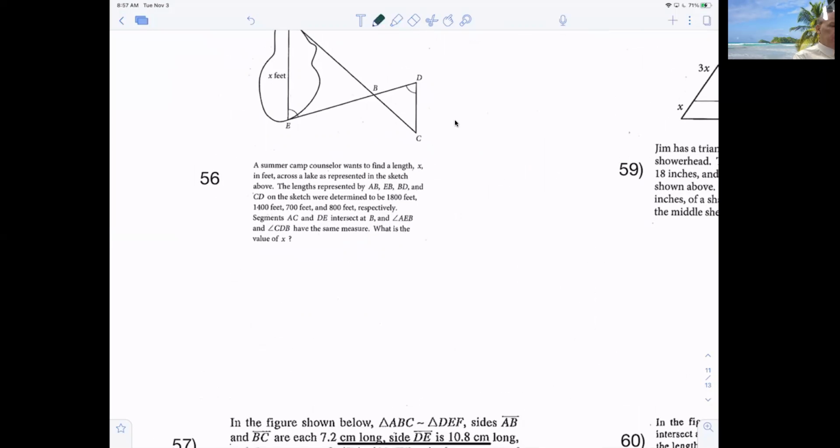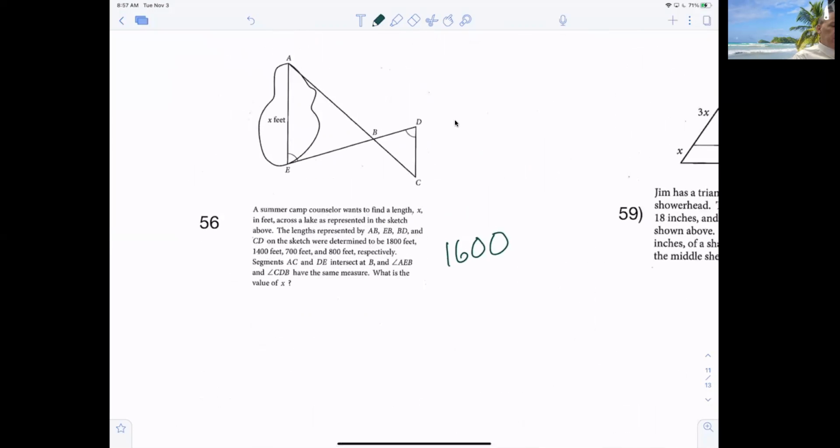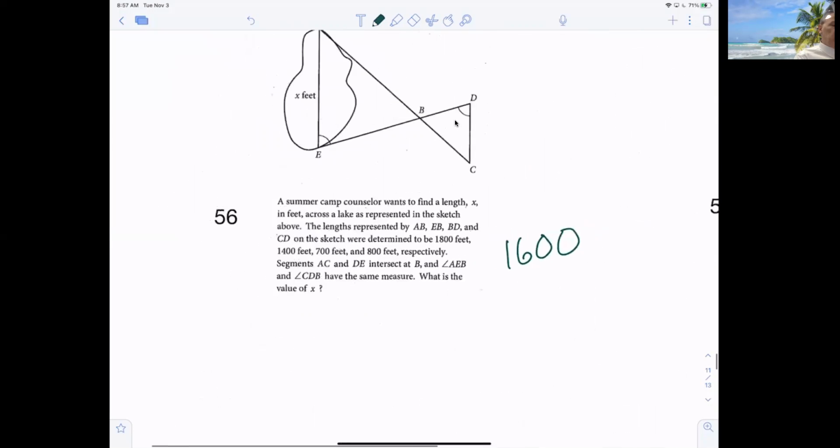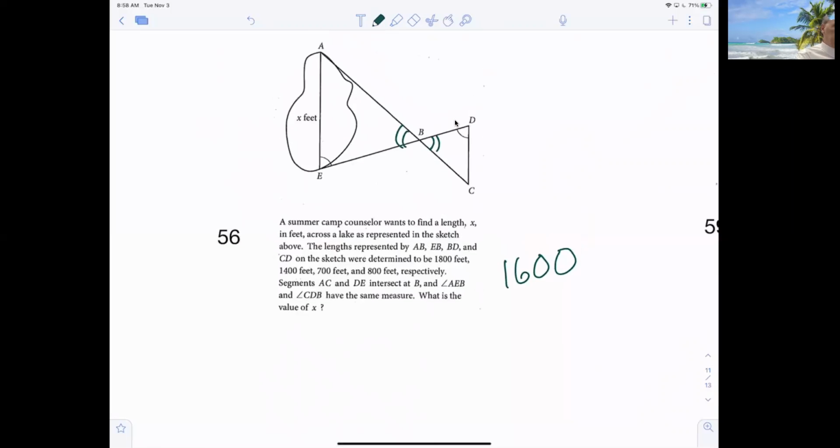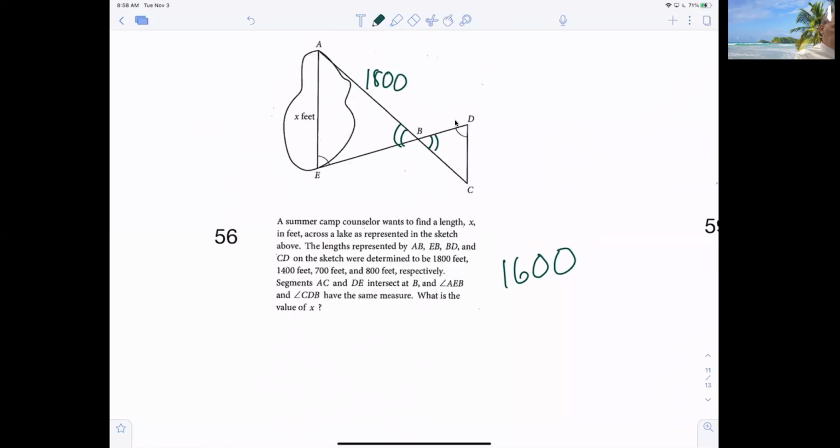I got 900. 1600. Yeah, so let's look. You just had to make sure that you were aware the triangle is kind of twisted, right? So this right here is congruent. Now it says that the length AB is 1800, is that correct? And then EB is 1400, is that correct? And then BD is 700. And then CD is 800. Do you agree with that?